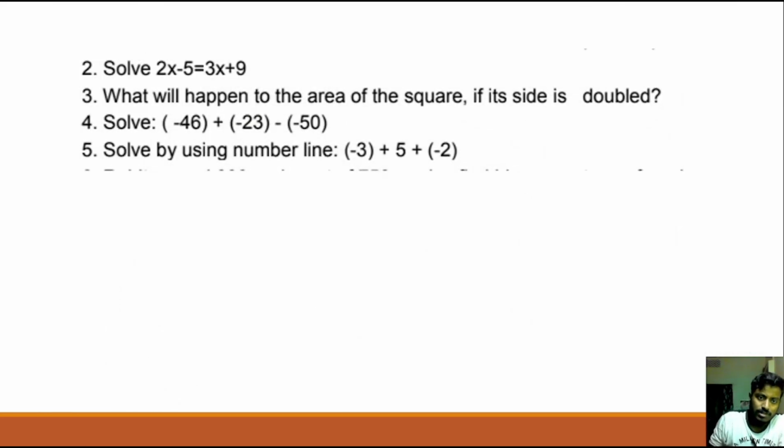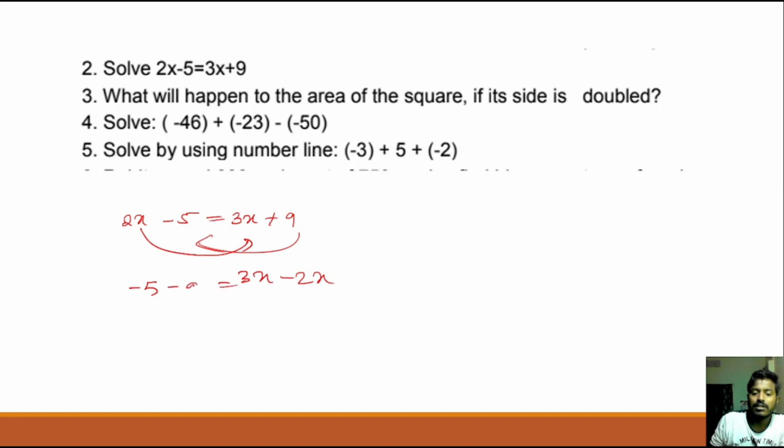Solve. Okay, 2x minus 5 is equal to 3x plus 9. First rearrange. So take 2x to the right side: 3x is already there, minus 2x. Now take 9 to the left: 5 is already there, minus 9. So this is minus 14. This is minus x. So x equal to minus 14.